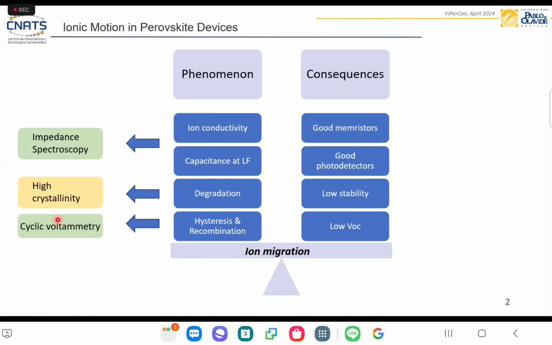I will use the laser. Cyclovoltammetry and also the impedance spectroscopy. But as I said at the beginning, I will start first talking about the importance of the crystallinity and the quality of the perovskite material itself.